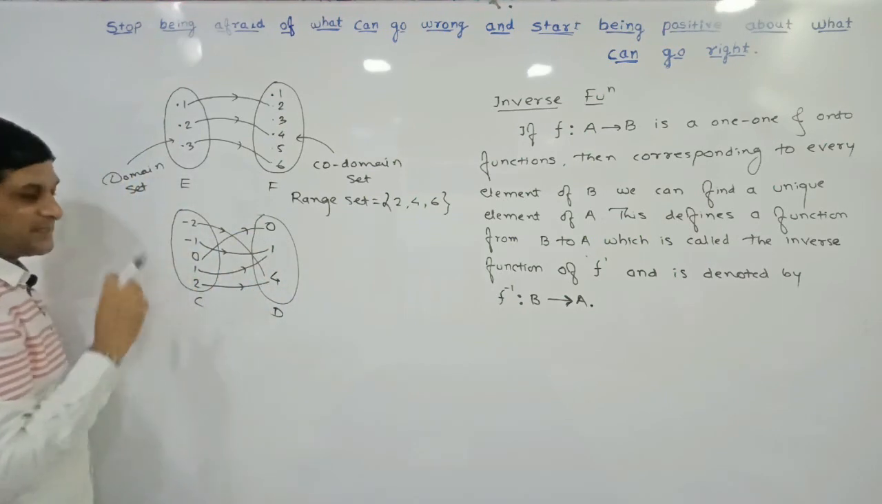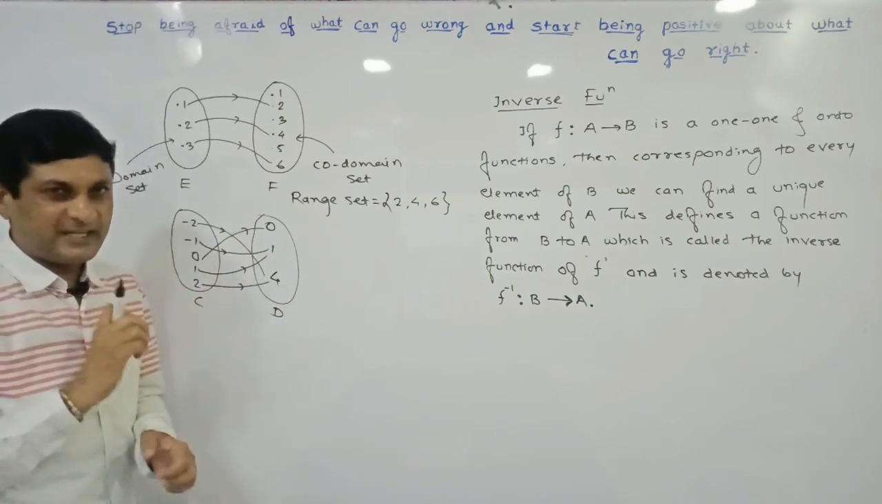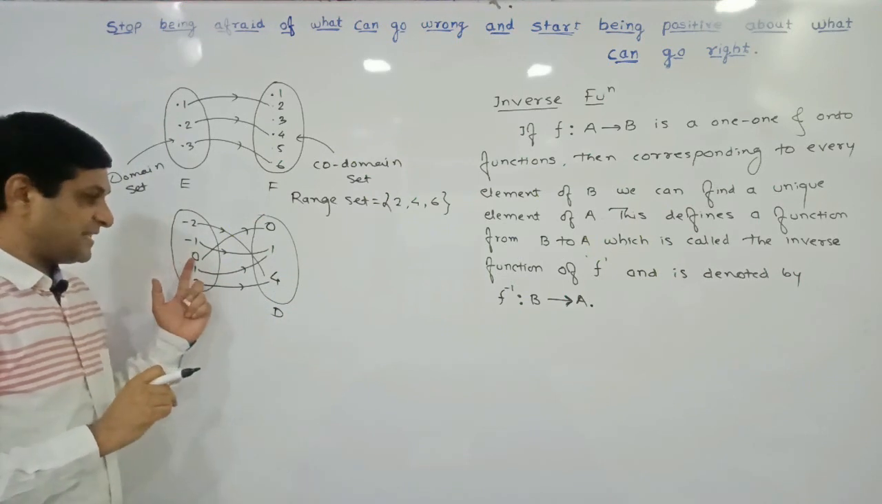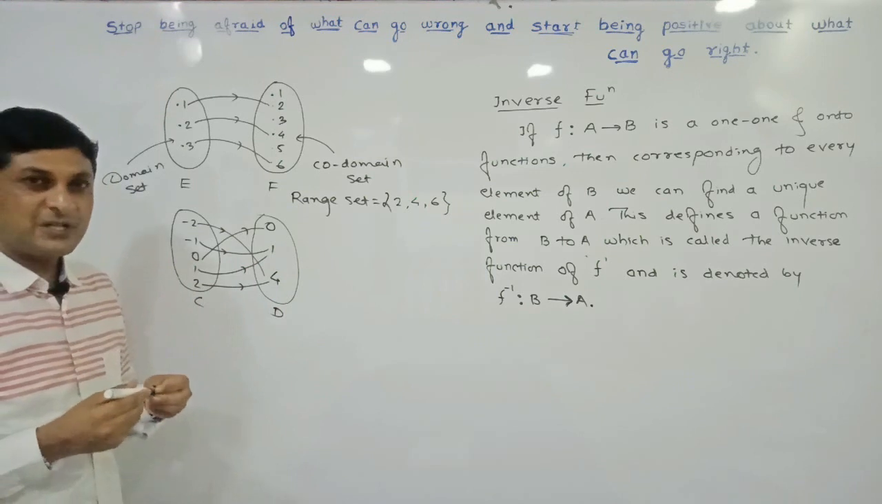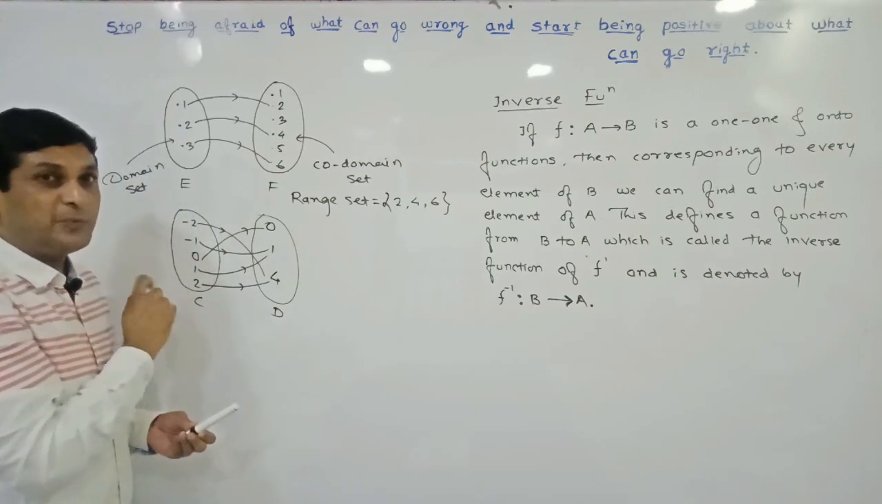In this case, let us check whether there is a function from set C on set D or not. If our definition of function is satisfied, we can say that there is a function from set C on set D. What is the first condition? Every element of the first set, which is set C here, should be related.